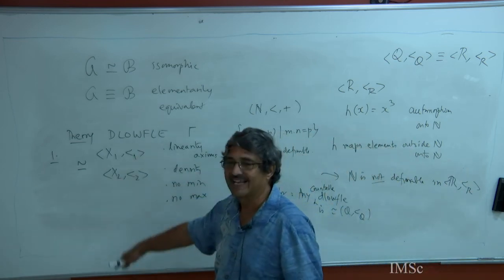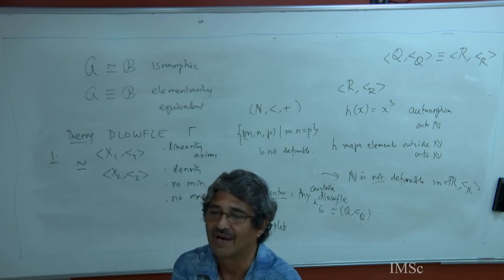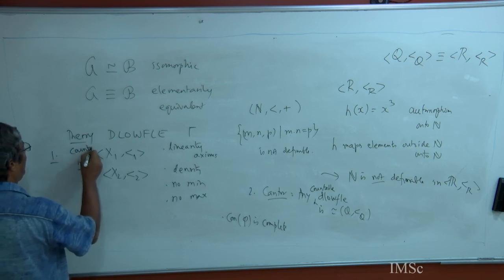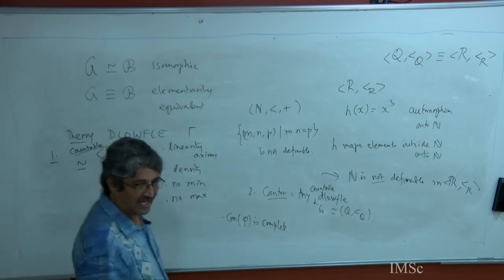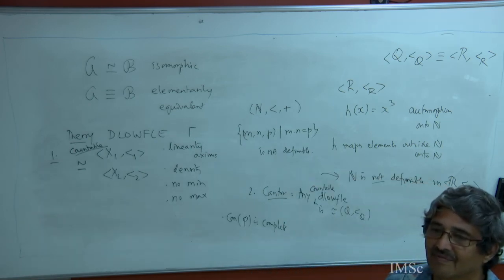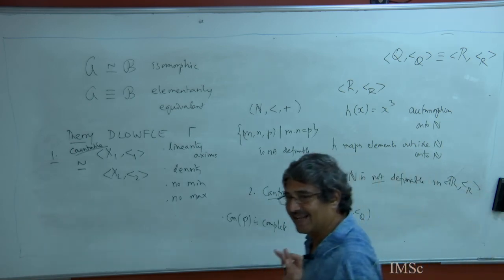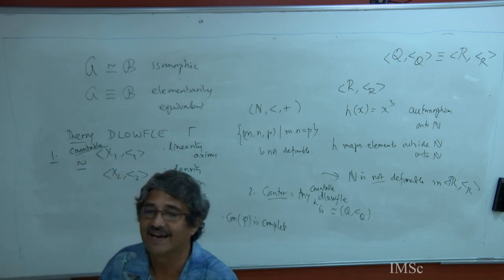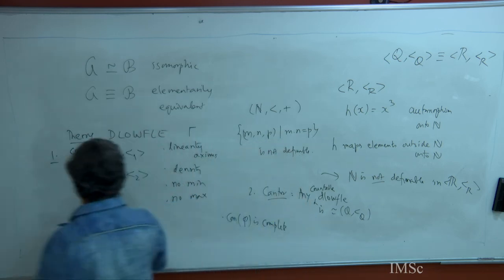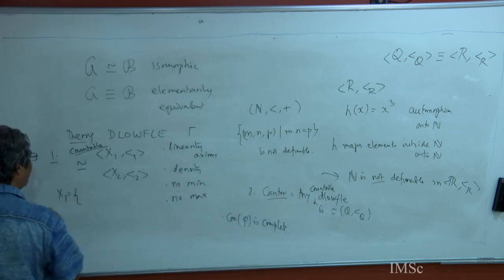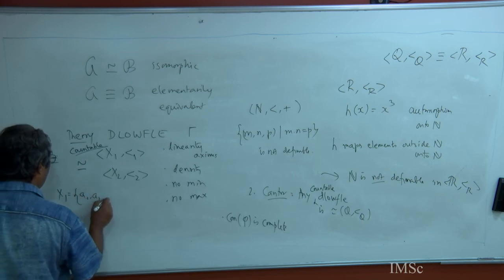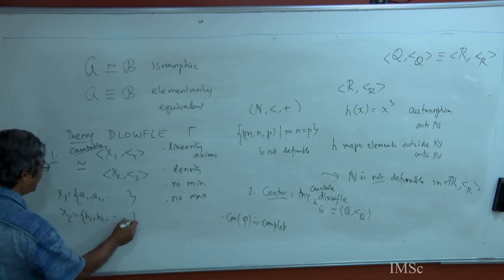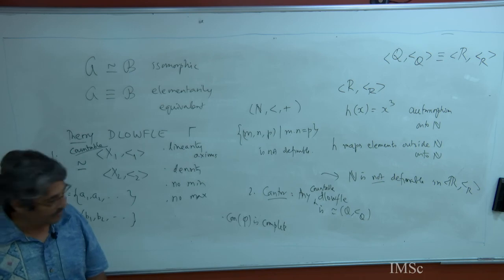Right now, let's just say that if I take any two countable linear orders without first and last elements, I claim that they are isomorphic. How do you prove that they are isomorphic? I have to build a bijection. Remember that these are countable. So let me enumerate X1 as a1, a2, and so on, and X2 as b1, b2, and so on. How do you build a bijection?